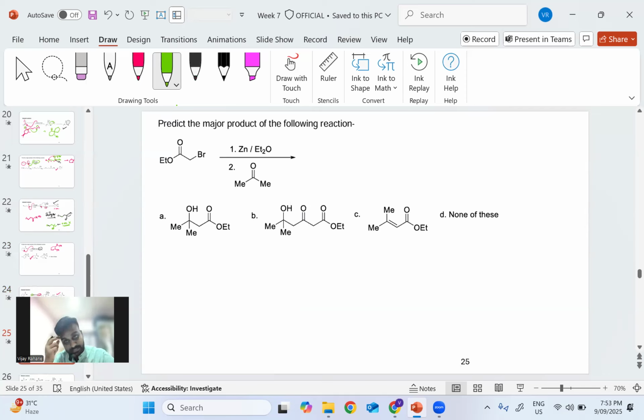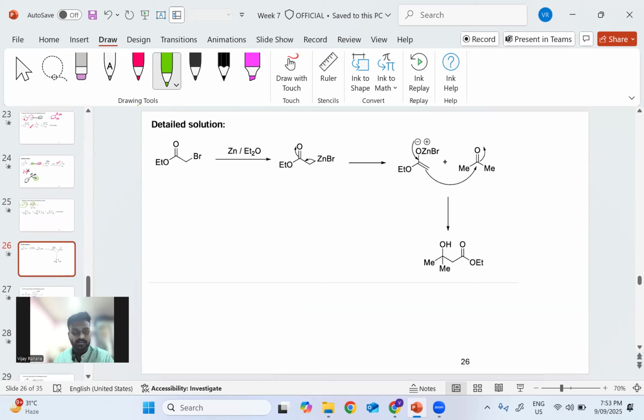Here also you can see this is one reaction, in which zinc in diethyl ether reacts with the alpha bromo ester. So what is the name of this reaction? If you remember, this reaction involves the formation of the zinc bromide complex, which further leads to formation of the enolate. And again on reaction with the keto, it's a similar type of aldol condensation type reaction. So it attacks through the enolate on the keto group.